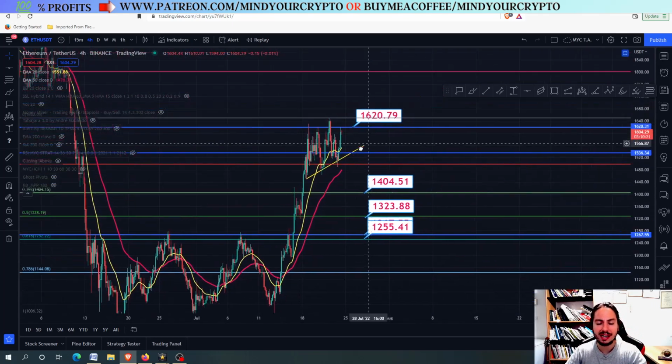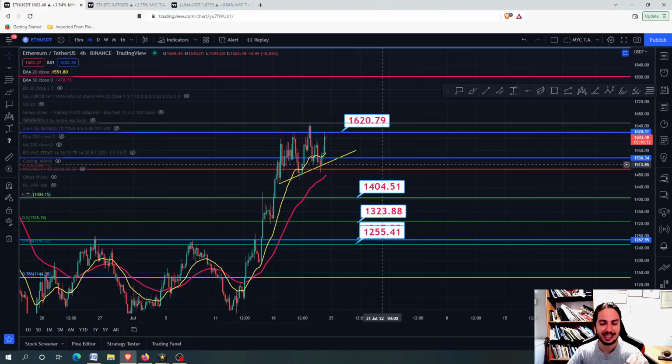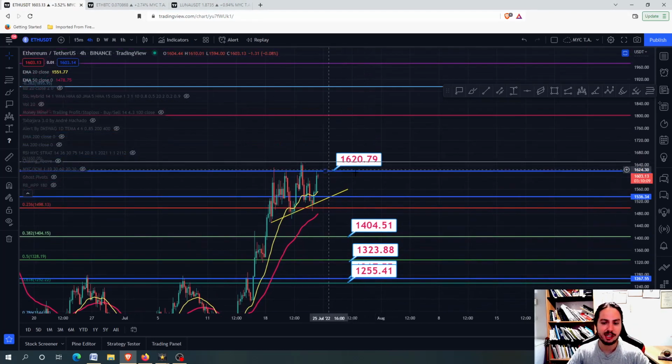Okay, so right now though, I would just avoid trading too much. I would just avoid going into long positions, especially, and I want to protect you from that. If we close above the 1620, next price target 1.7k to between 1.7 and 1.8k.